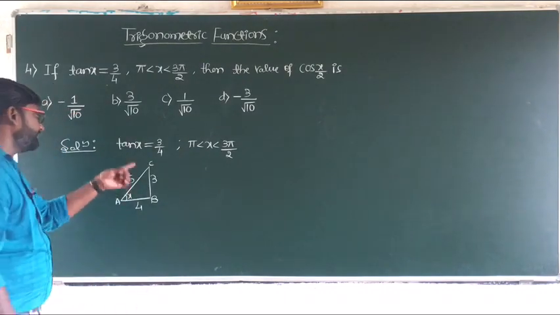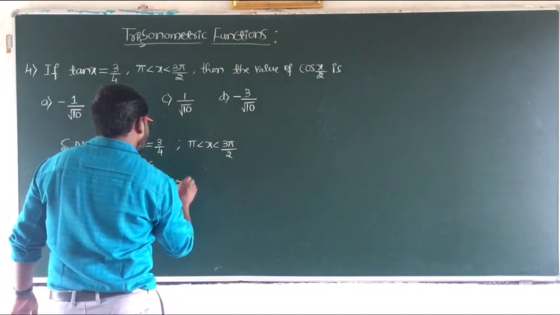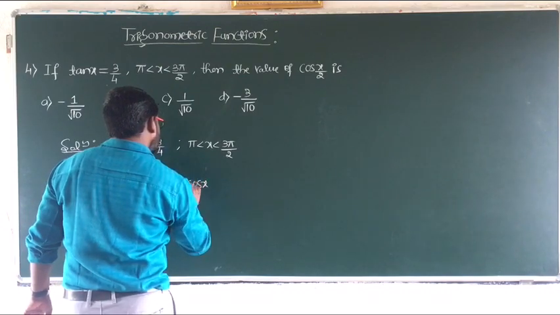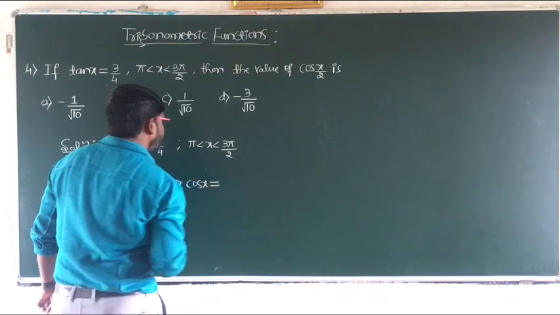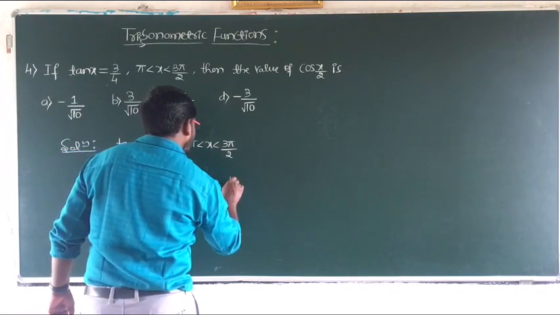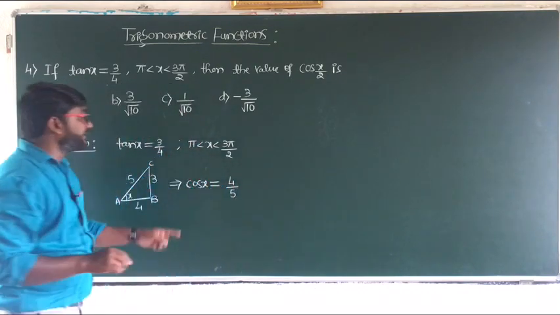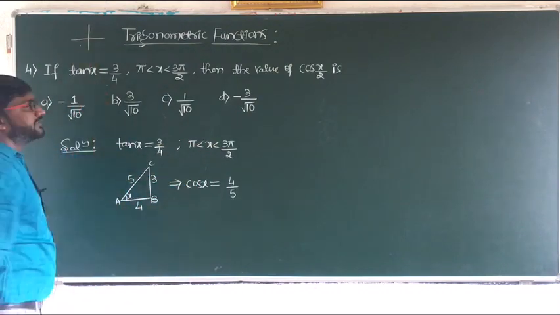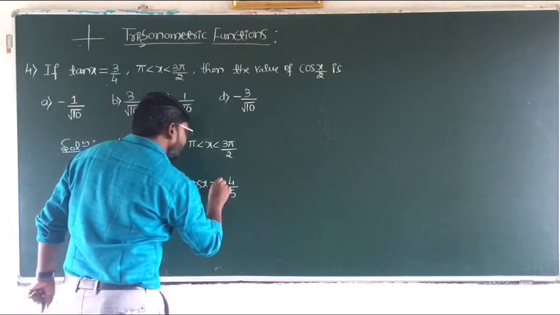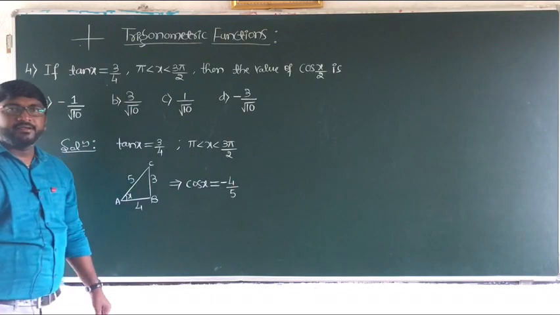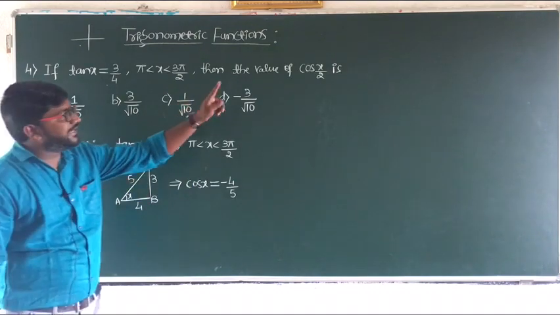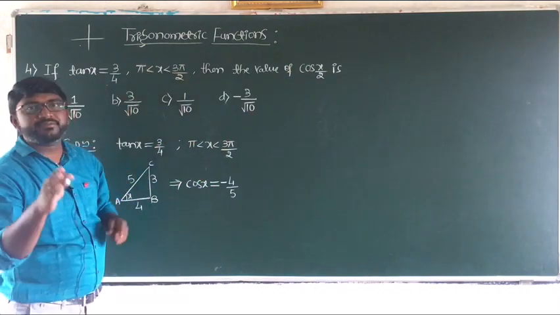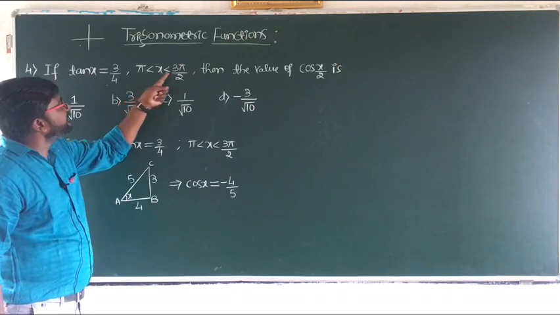Now from this we write cos x. This implies cos x will be adjacent by hypotenuse, that is 4 by 5. Since x lies in the third quadrant, in the third quadrant cos is negative, that means I take minus 4 by 5. But we need cos x by 2, here the angle is x by 2, that means we have to convert the given condition in terms of x by 2. So I am dividing each term by 2.